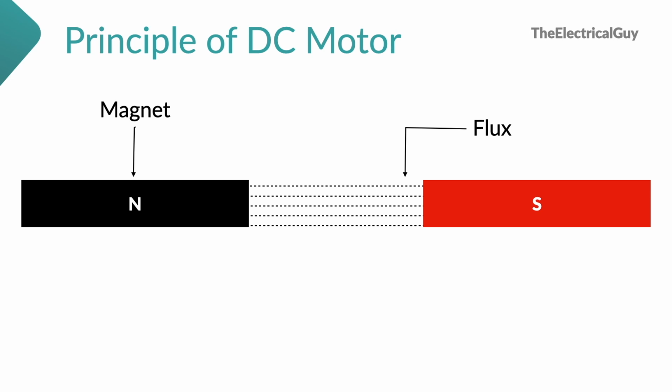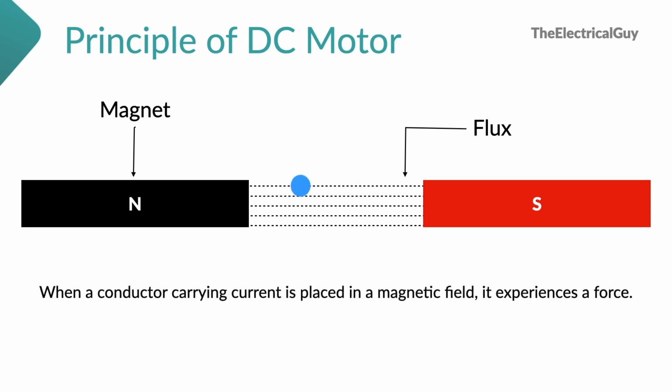Now in this magnetic field, if we place a conductor which is carrying electric current, it will experience a force, right? What we are doing here, we have taken two permanent magnets N and S, which is creating their own magnetic field. And in that magnetic field, when we place a current carrying conductor, it experiences a force, and because of that force it starts rotating. So the principle, we can say, when a conductor carrying current is placed in a magnetic field, it experiences a force, right? Clear? Understood?